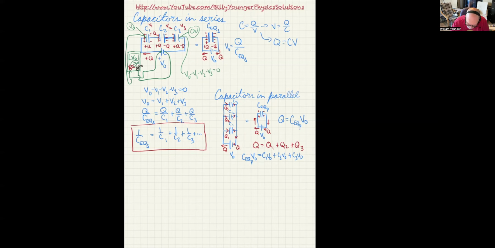Now we can see that the V0 is common to each of them, and we can go ahead and divide out the V0, and we'll get this formula: C equivalent in parallel is equal to C1 plus C2 plus C3. And of course, if it was four, five, or six of them, no matter what number, we would just keep adding terms. So that's our formula for the equivalent capacitance of three capacitors in parallel. Now, those are two formulas that we'll use repeatedly in this chapter.